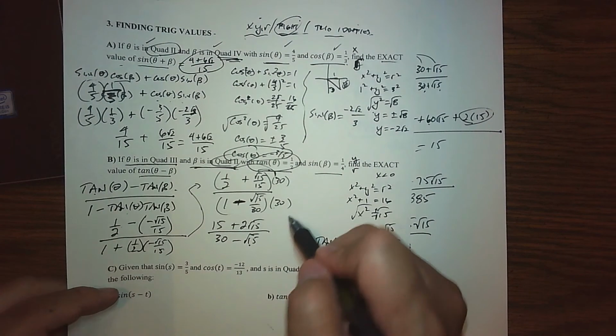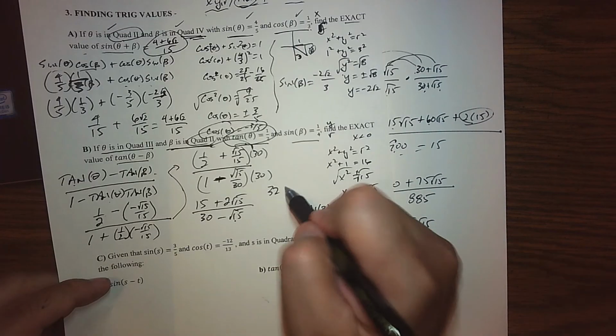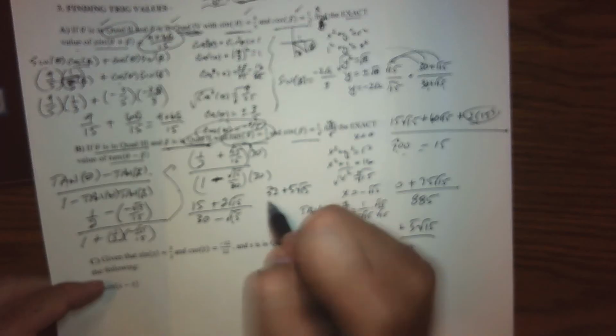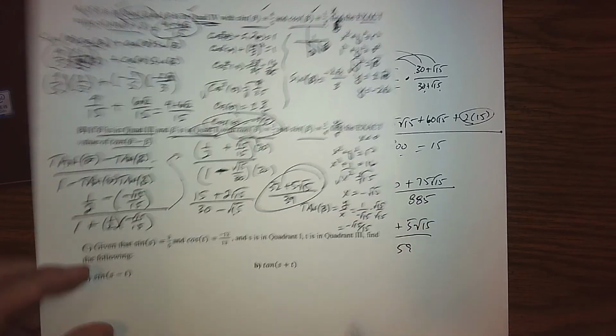So that was crazy. Putting it all together, this value comes out to be 32 plus 5 square root of 15 all over 59.